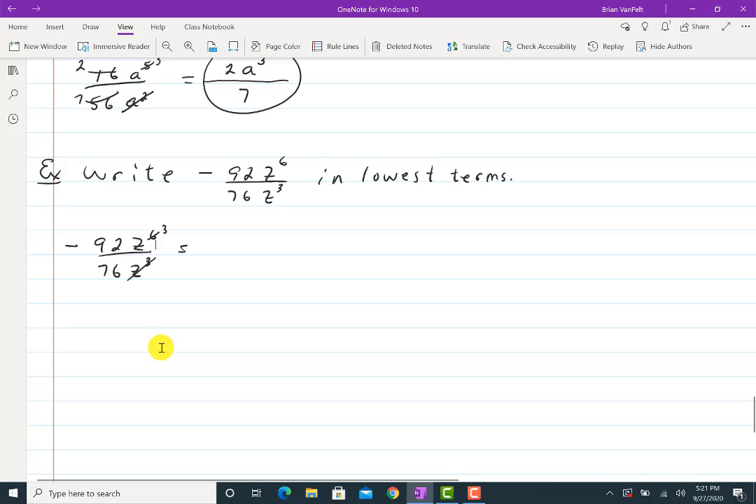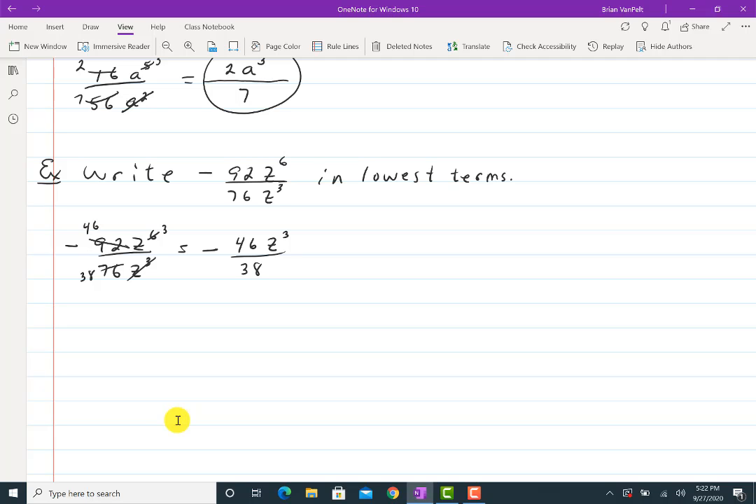Now between the 92 and 76, you may have to think for a little bit, but I'm going to cancel 2, because I can't think of anything that goes into both of those numbers other than 2. They're both even, so at least I got that. So 2 goes into 92 46 times. 2 goes into 76 38 times. So my negative is still there. I have negative 46z to the 3rd divided by 38.